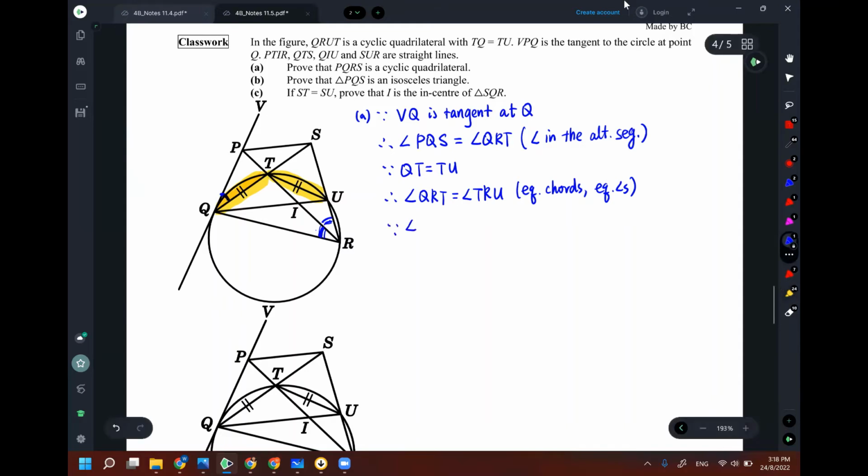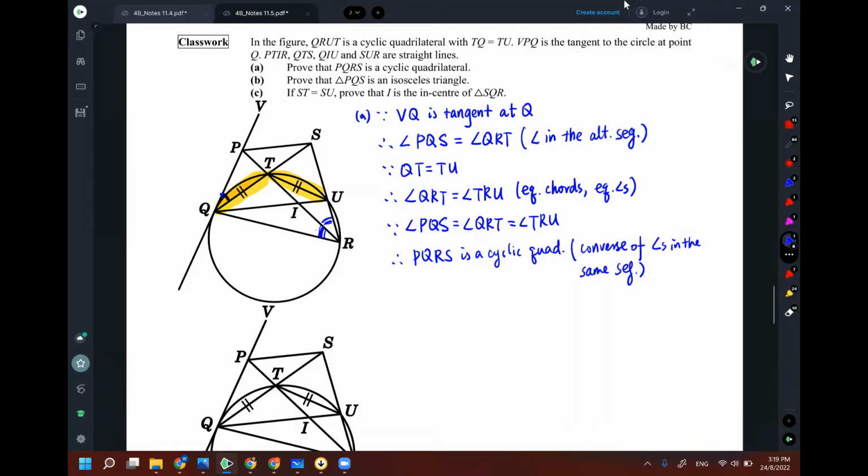Now because angle PQS equals angle QRT equals angle TRU, therefore PQRS is a cyclic quadrilateral. Test 3, converse of angle in the same segment. Okay, so equal angles, this one and this one, and use this one, the one next to it, as the link.